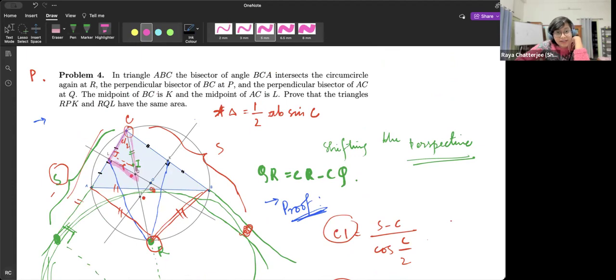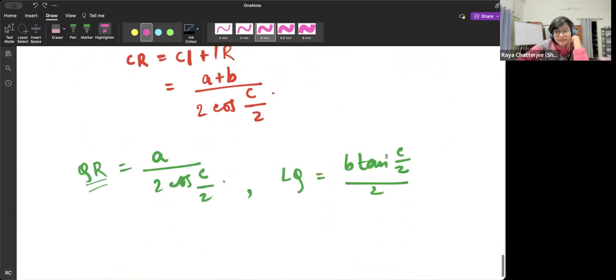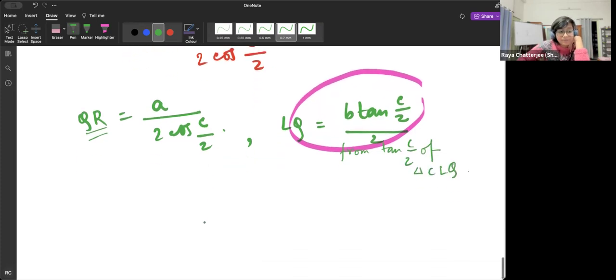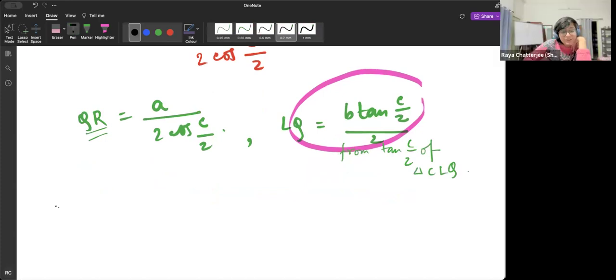CLQ. This is the right triangle, right? So in this triangle, we can do the tan C by 2 thing to get LQ equals this. This is from tan C by 2 of triangle CLQ. Is that clear? Yeah, and then we can just subtract lengths. Exactly. Next, we want to find the lengths PR and PK.